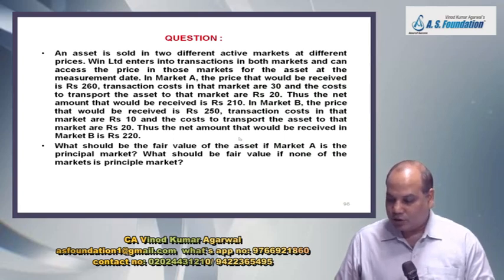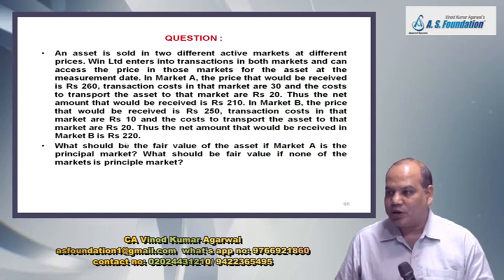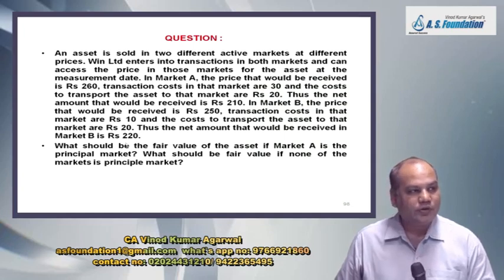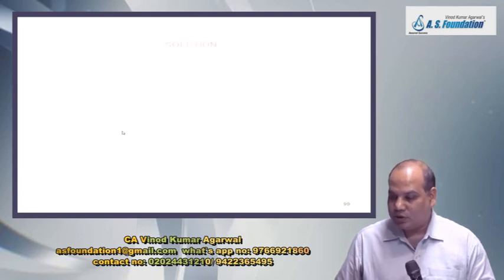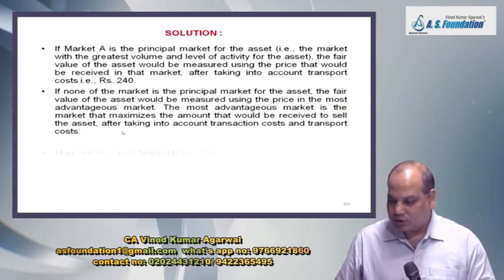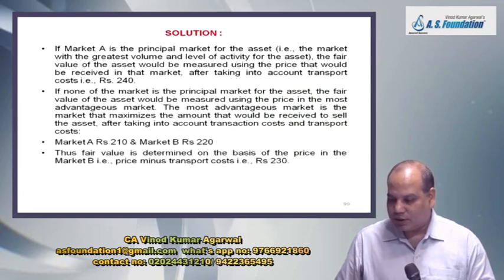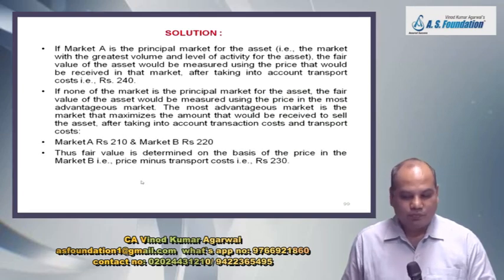240. And if suppose none of the two markets is principal market, first identify the most advantageous market. Which is the most advantageous market? B. Then you find out the fair value in market B. 250 minus 20, which is 230. Is the answer written in the same way like you have described? Yes. So this way you can write the answer.